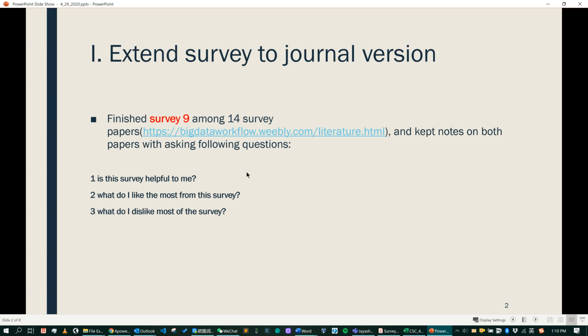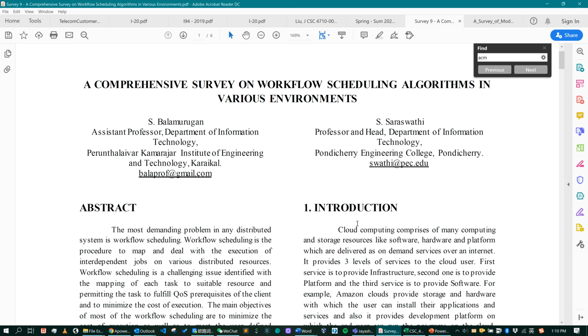And this week I selected another shortened version of the survey, survey 9, considering the time during these few weeks. I'm still in finals. I have some projects and exams due, and I also have to grade some exams over the weekend.